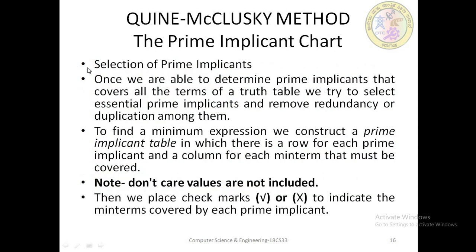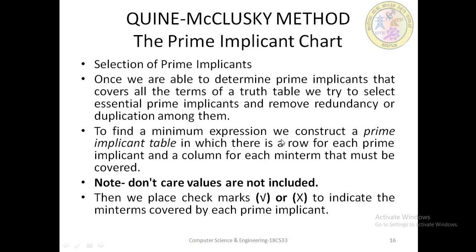We'll go with the next slides, where the implementation has been done. Selection of prime implicants. Once we are able to determine the prime implicants that cover all the terms of a truth table, we try to select the essential prime implicants and remove the redundancy or duplication among them. This I have already explained to you. So first our intention is to find the prime implicants. If there is any duplicate, we will try to eliminate it.